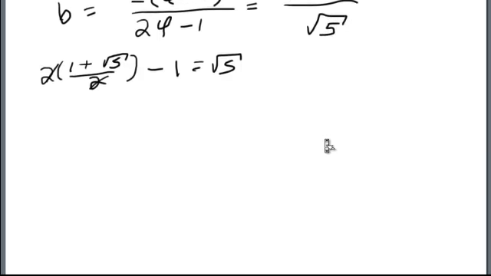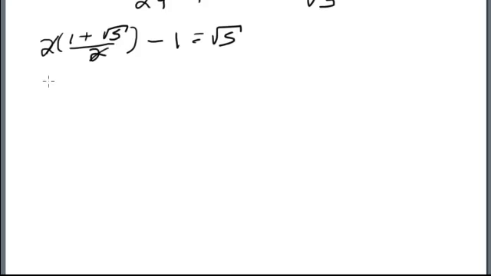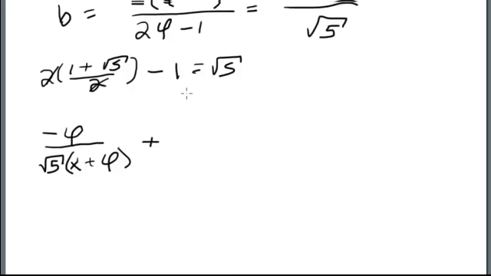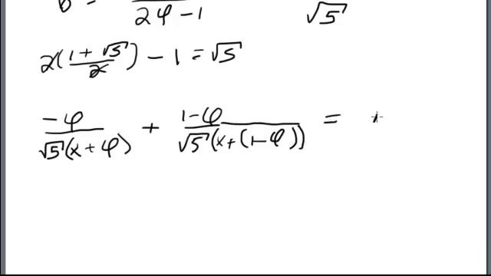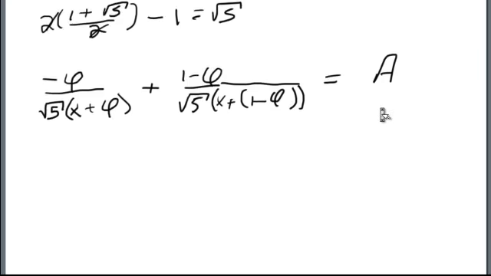And we're going to come on down here. So we've got a, which is negative phi over the square root of 5 times x plus phi. Let me make sure I got that. And that's going to be plus, and then I come back up here, what do I have here? 1 minus phi over the square root of 5 times x plus 1 minus phi. And that's equal to our a. So now we're almost there.